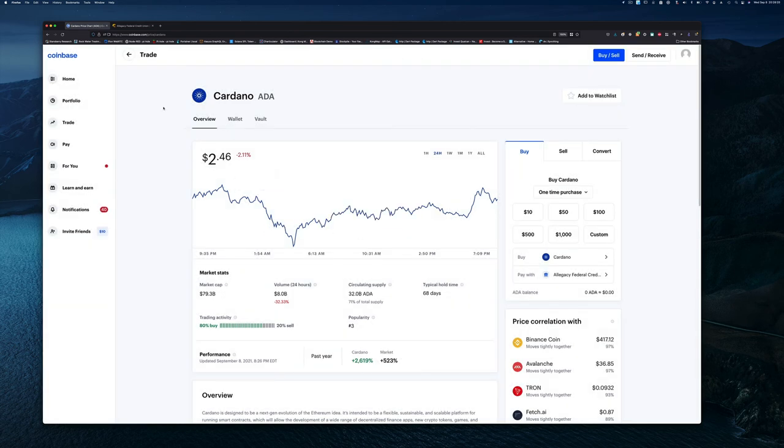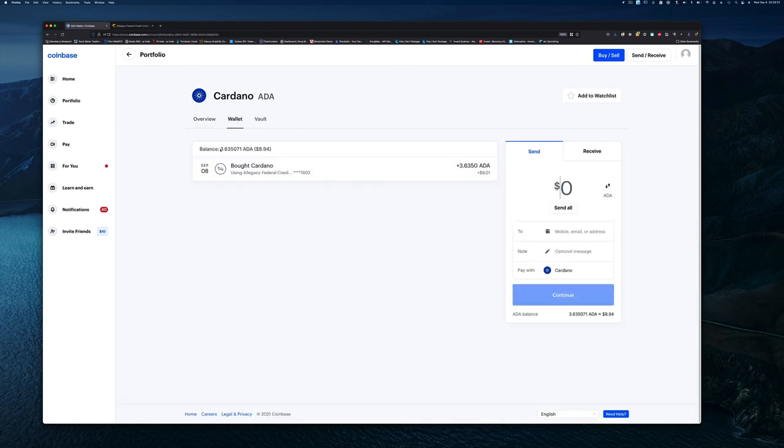Now, if I go to wallet, you can see here that within my wallet I have 3.something ADA, which is valued at about, but in the time that I bought it, it went down. So this is actually the value. If I try to sell it now, I'm going to get less than I actually paid for it. I paid like $9 and a penny, using this card, my bank account and all this other stuff. And now you can see it's available for me to send.